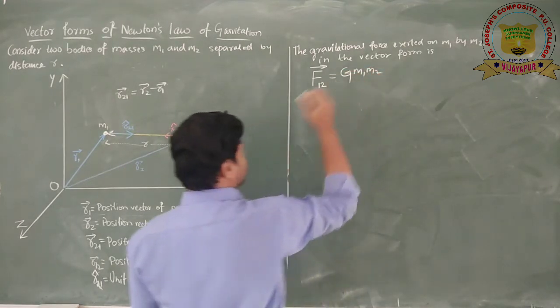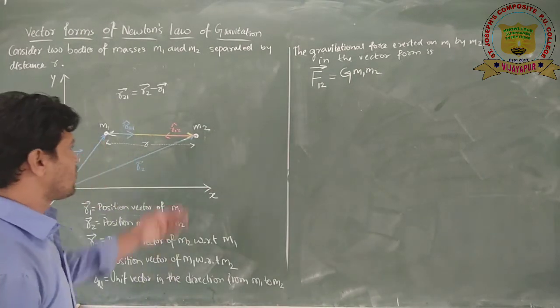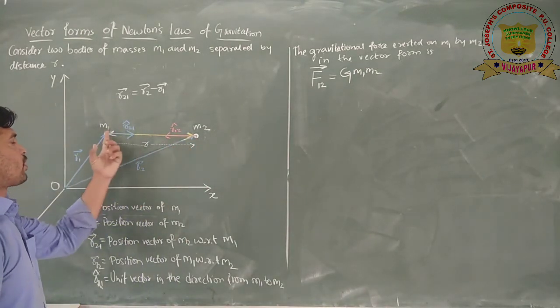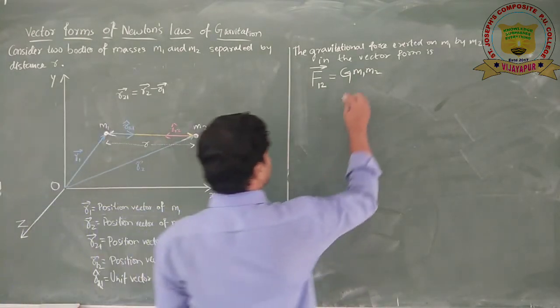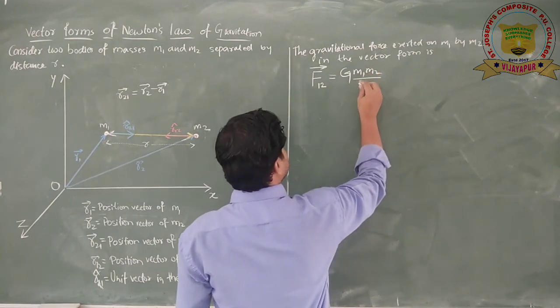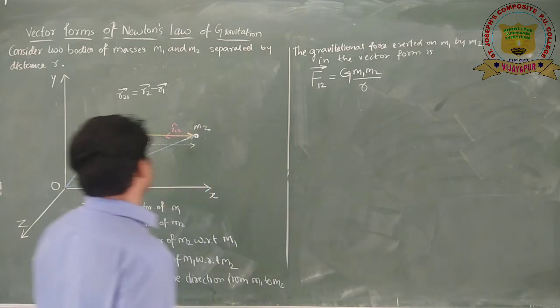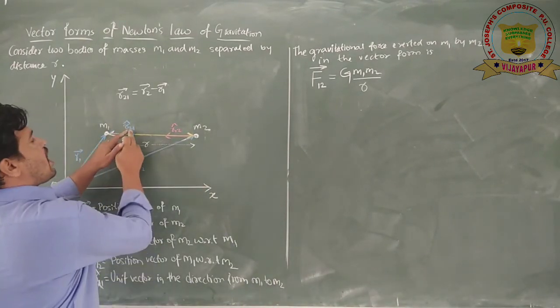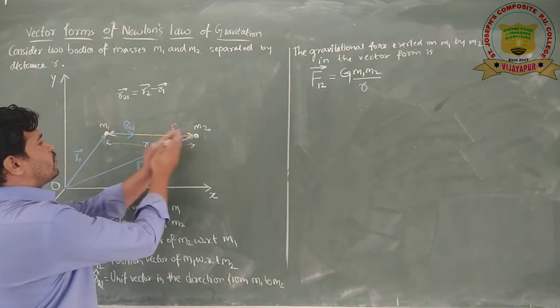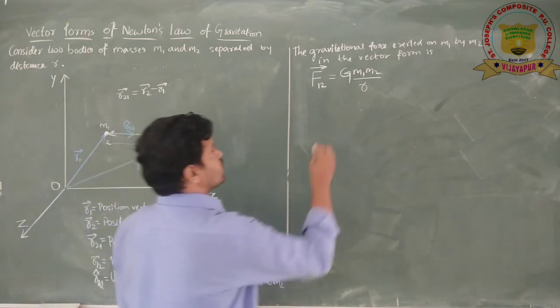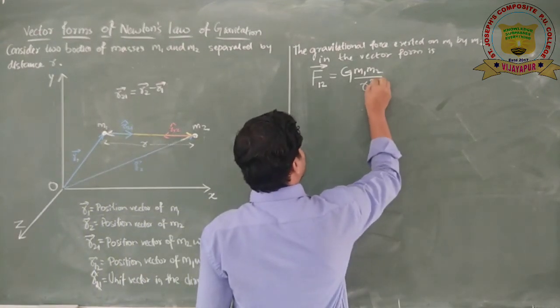So this will not change, right? Because it is directly proportional to the product of the masses and inversely proportional to the square of the distance. This time the distance is r, but to represent it in vector form, the distance is now considered r21, because m1 is moving towards m2. So this is r21 square.